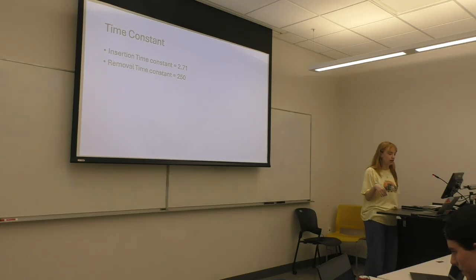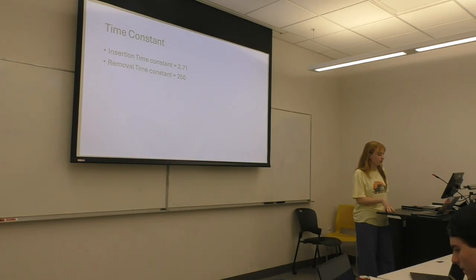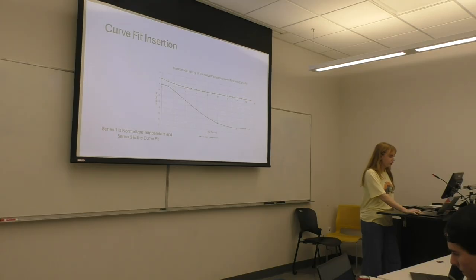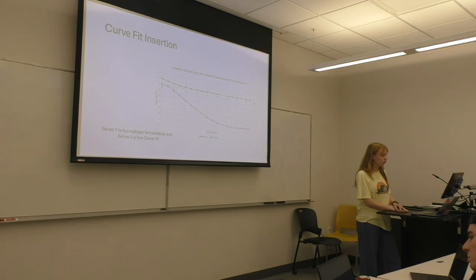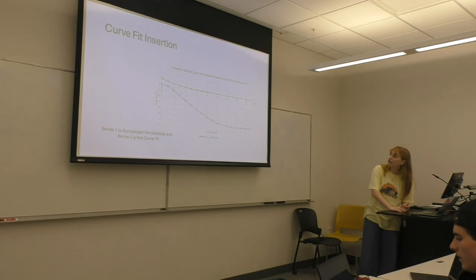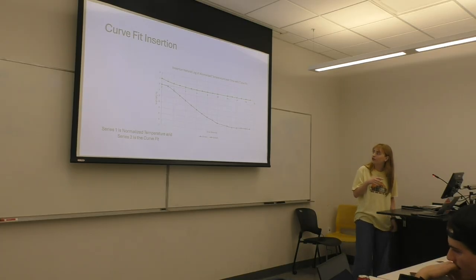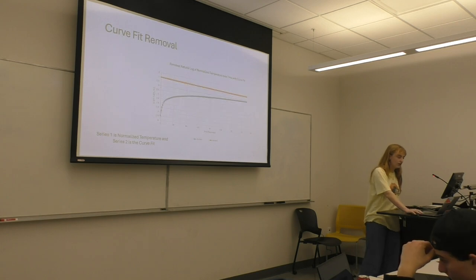Air has a much lower heat transfer coefficient than water, resulting in a weaker convection. This significantly reduces the rate of heat transfer, causing the thermocouple temperature to change more slowly. As a result, the time constant during removal is much larger than the insertion into the water. So the curve fit is kind of where I even think I started to confuse myself, but I was able to graph them. So series 1, the blue line, is the normalized temperature, while series 2 is the curve fit. And I did the same thing with the removal.